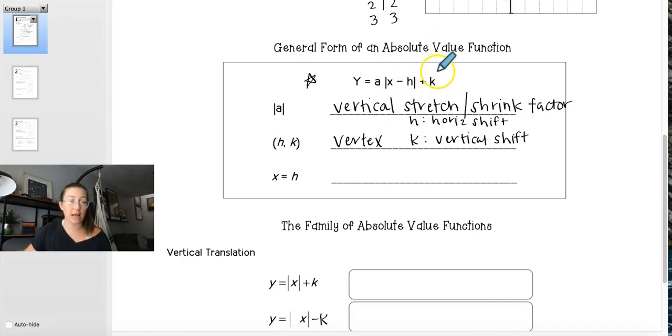k is on the outside. It's the same as what you think. If it's plus 2, up 2. Minus 3, down 3. All right, last one here is x equals h. x equals h means that's going to be the vertical line at your vertex. And that vertical line at your vertex would be your axis of symmetry.